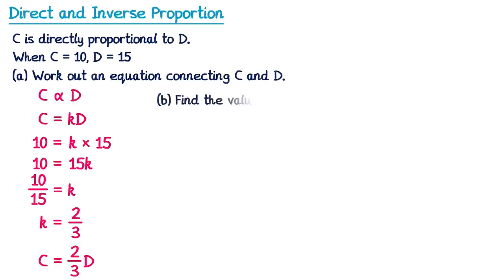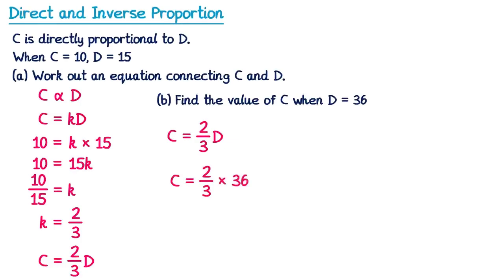Let's do a follow-up question. So find the value of C when D is equal to 36. We take the answer to the previous part of the question, and we just substitute D for 36. So C is equal to 2/3 multiplied by 36. This is the same as 2/3 of 36, which is 24. So C is 24.